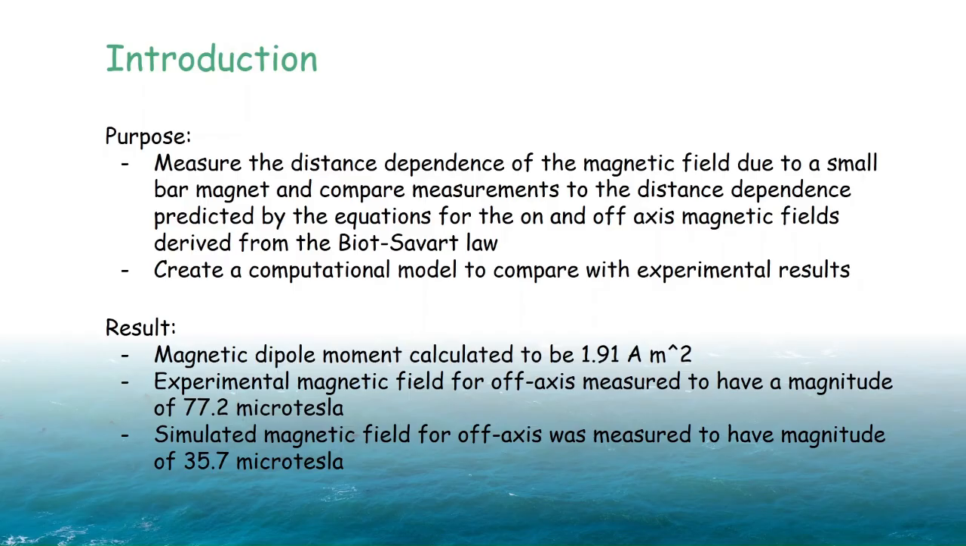And a quick look into the results, the magnetic dipole moment was calculated to be 1.91 amp meters squared. The experimental magnetic field for the off-axis was measured to have a magnitude of 77.2 microteslas, and the simulated magnetic field for the off-axis was measured to have a magnitude of 35.7 microteslas.